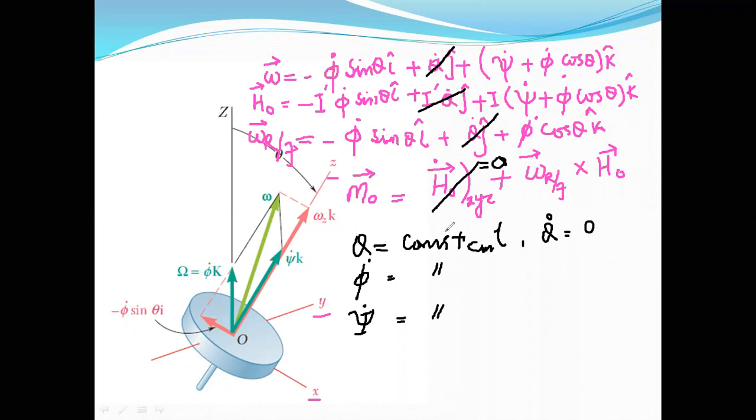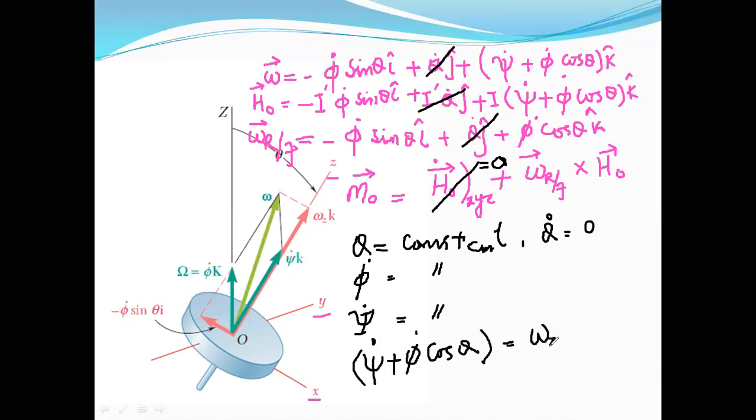Okay, therefore, if we look at the overall equations, we make one substitution. The term that we have here, psi dot plus phi dot cos theta k cap, we are encountering many a time. So we'll make one substitution: let psi dot plus phi dot cos of theta equal omega z.